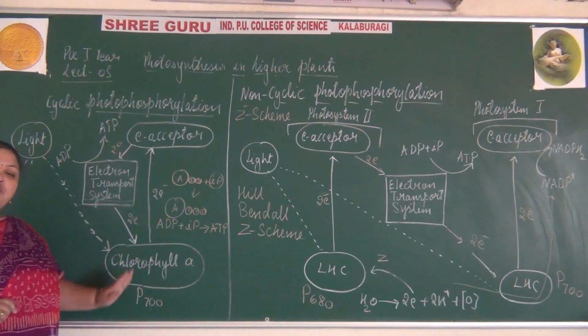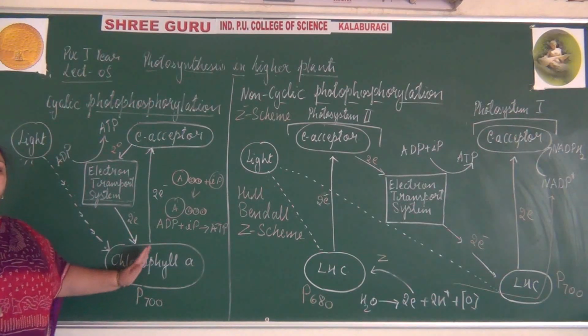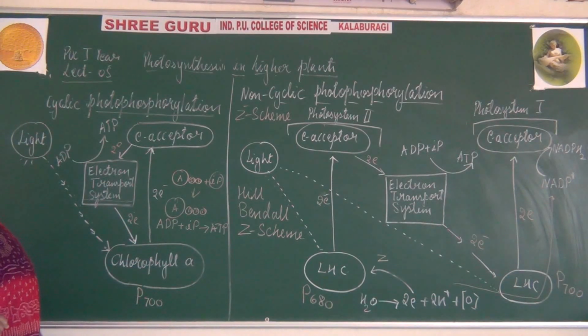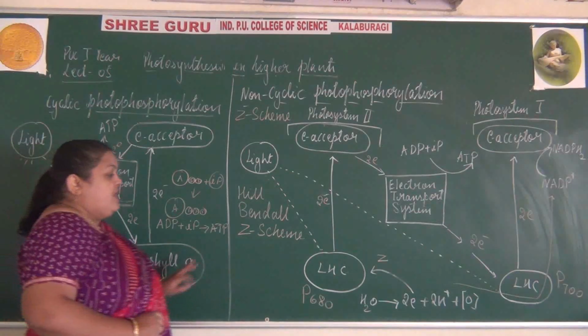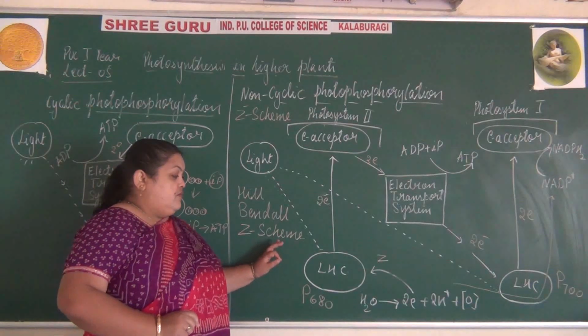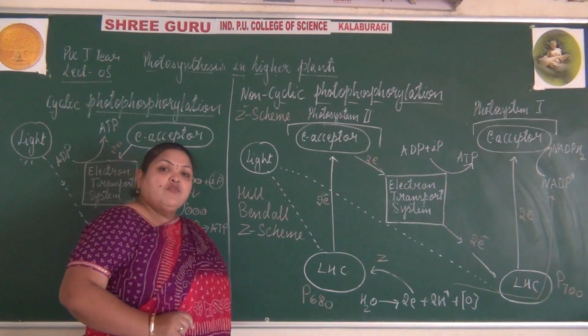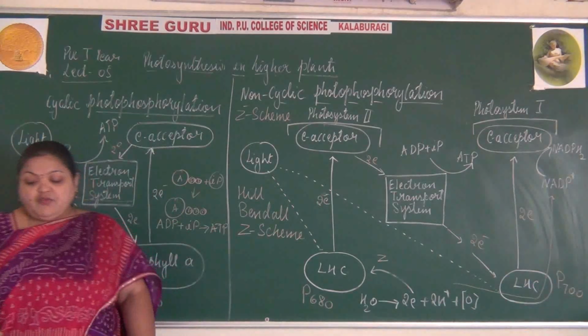and non-cyclic involves photolysis of water, and there is a release of oxygen. So we can take the point as: it is not involved in the process of photolysis of water, and no molecular oxygen is evolved by cyclic photophosphorylation. Here it is involved in the photolysis of water, and there is evolution of oxygen.